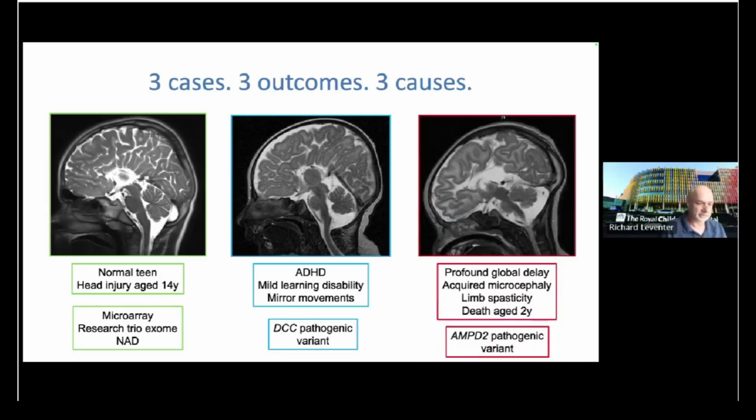And that's another story for another day as to why the gene is called that. And this was another patient of mine from a consanguineous family. He and two of his siblings had profound global delay, acquired microcephaly, limb spasticity, death at the age of 2, and these individuals had a pathogenic variant in AMPD2. So 3 images that look pretty similar with vastly different outcomes. And the genes, obviously we didn't find a gene in this boy, which puts him in a better prognostic group, but the genetics here helps with the prognostication.